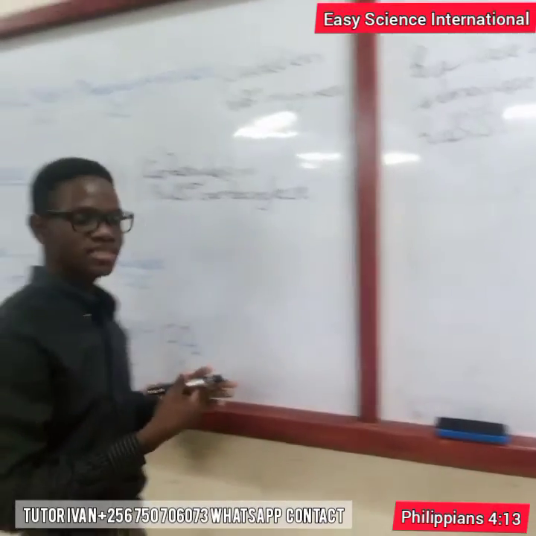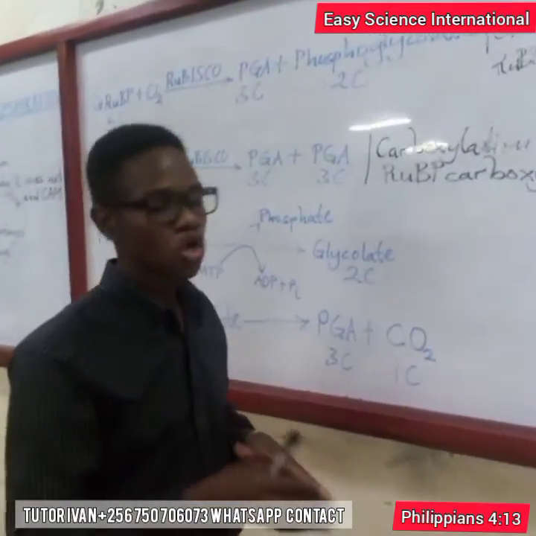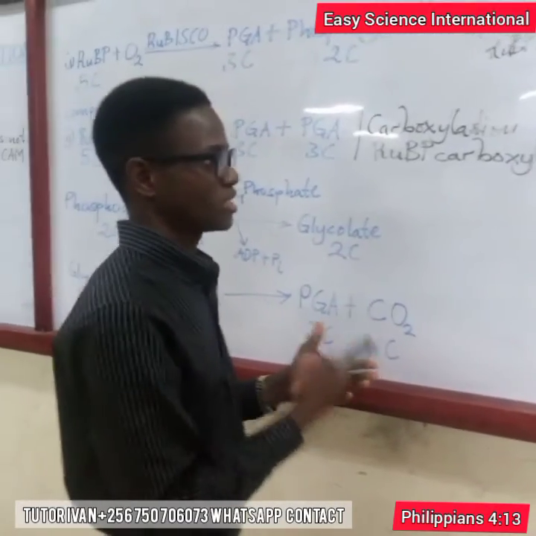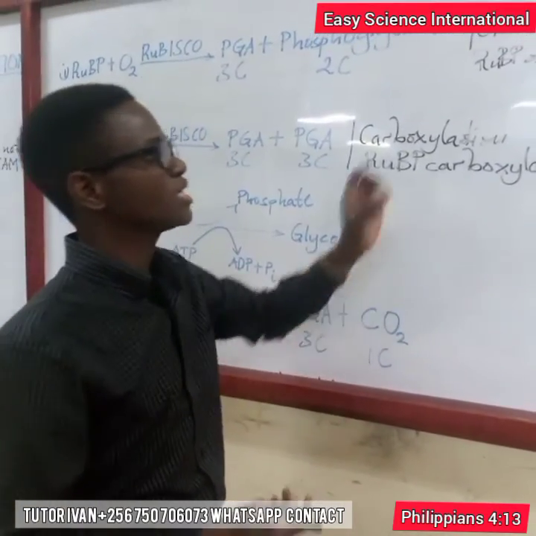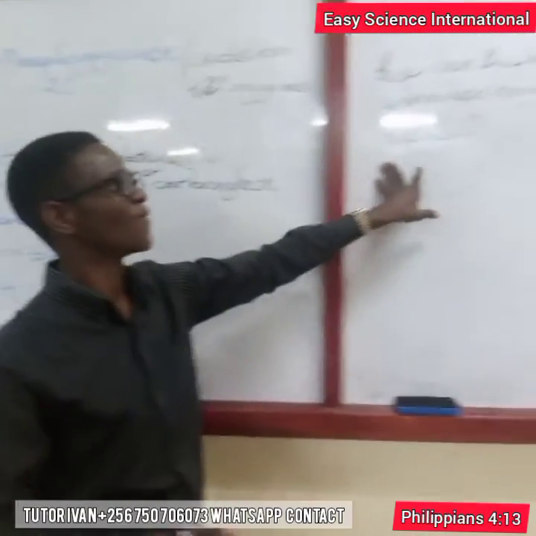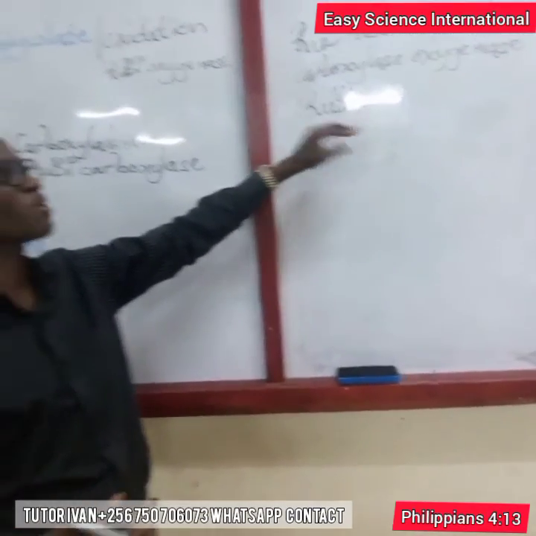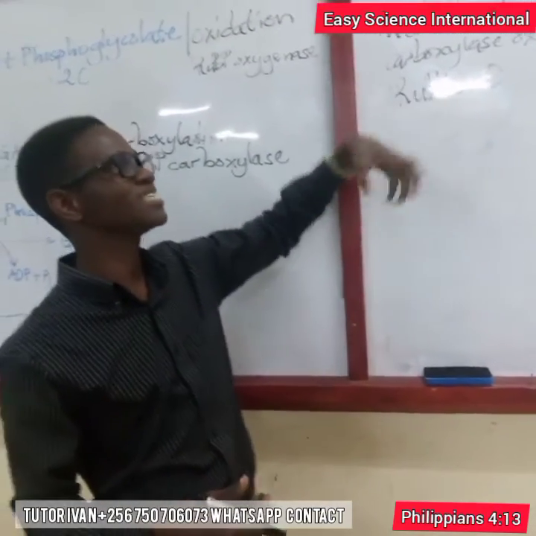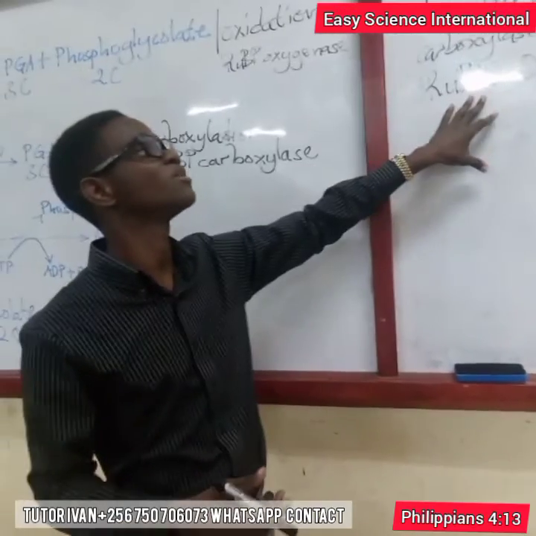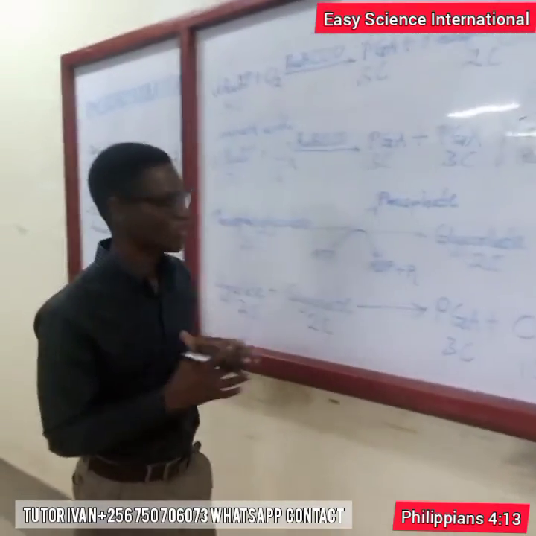Now, that leads to what we call photorespiration. Now, this enzyme has a high affinity for oxygen. It actually has a low affinity for carbon dioxide. When oxygen is in high concentrations, it will fix oxygen instead of carbon dioxide.